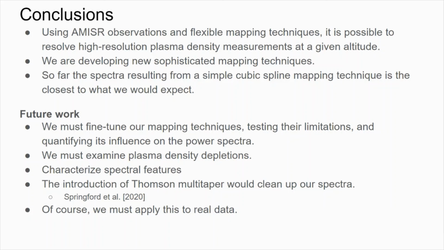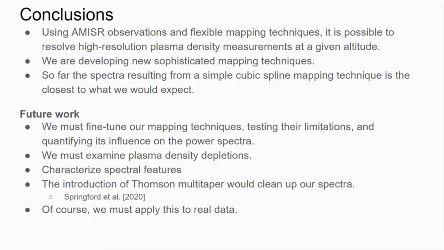However, there is a whole bunch of future work that we need to do. We need to fine tune our mapping techniques, test their limitations, and quantify their influence on the spectra. We need to examine plasma density depletions. Typically, when we talk about plasma structure, we usually just think of enhancements, but the depletions are also quite important. We need to characterize the spectral features that we see and determine which ones are a result of plasma density changes versus just funny fast Fourier transform math or Lomb-Scargle math.